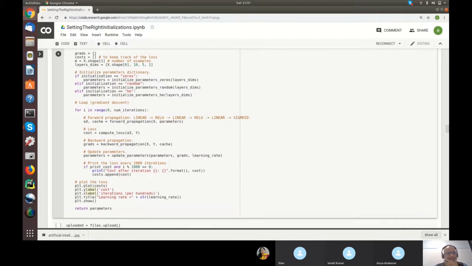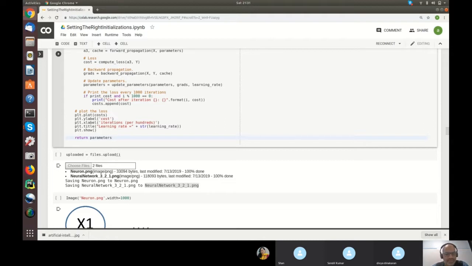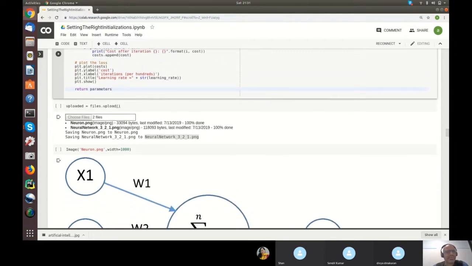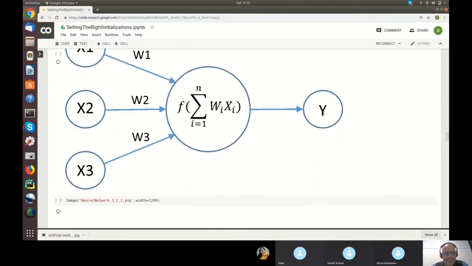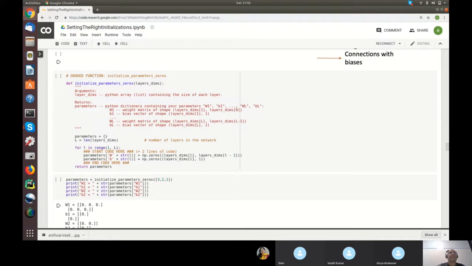So let's look at different initialization techniques and how they impact. And if we have time, then we'll come back to looking at the code more closely. So one option is to initialize all the weights as zeros. What do you think will happen if we initialize all the weights and biases as zeros?